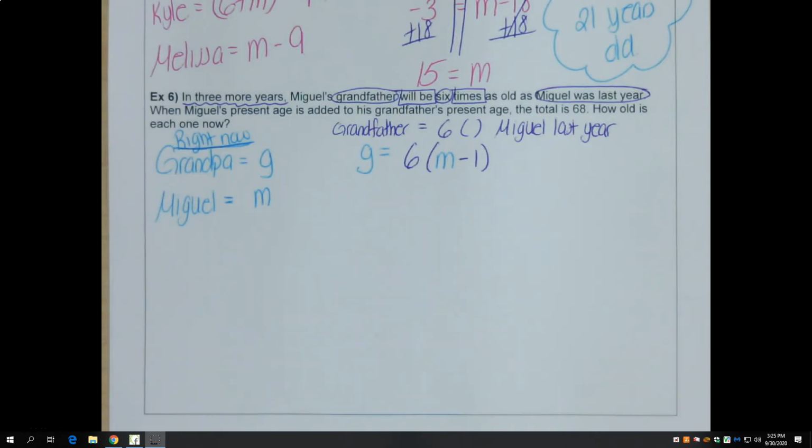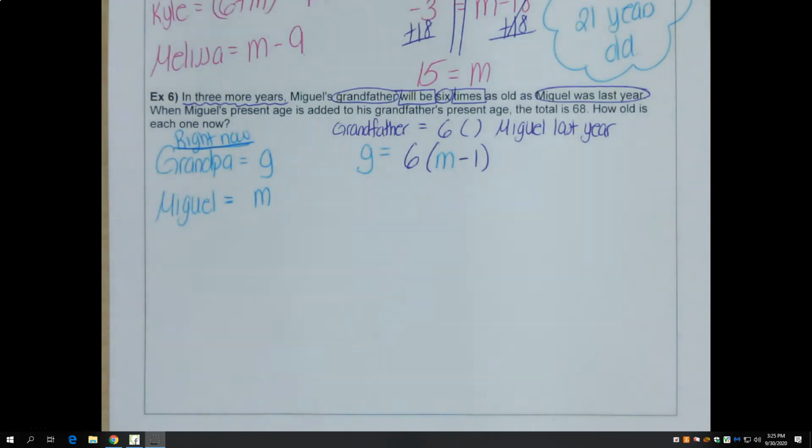There is a lot going on there. So if I continue reading, it says when Miguel's present age is added to his grandfather's present age, the total is 68. How old is each one now? Okay. Nowhere in this question does it say how old Miguel is. Nowhere in the question does it say how old his grandfather is. And I can also see that I'm talking about two different timelines, his present age and then what their ages will eventually be. Okay, it's very similar to number 5.